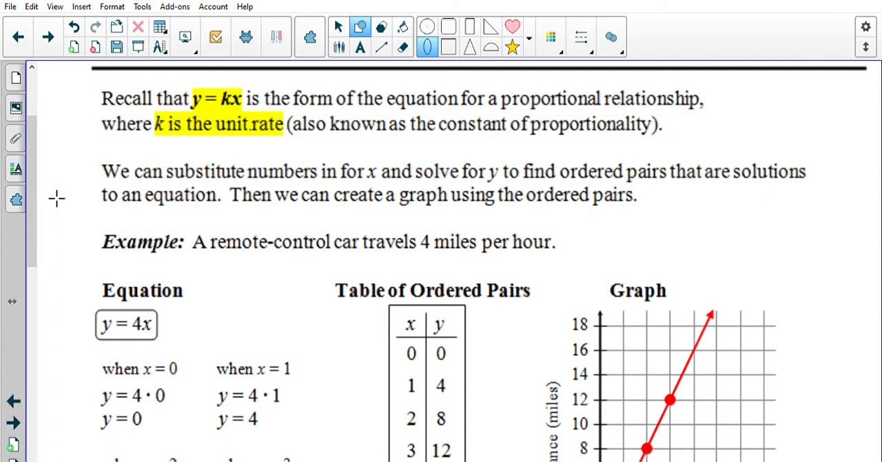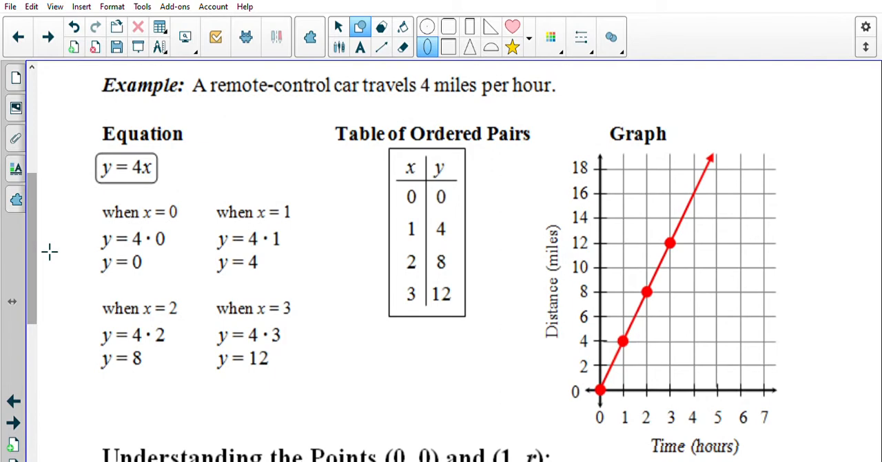We can substitute numbers in for x and solve for y to find ordered pairs that are solutions to an equation. Then we can create a graph using the ordered pairs. This is getting us a really good introduction to something we're going to see much more of later. For example, a remote control car travels 4 miles per hour. The equation to represent this would be y equals 4x, since our unit rate is 4 miles per hour.